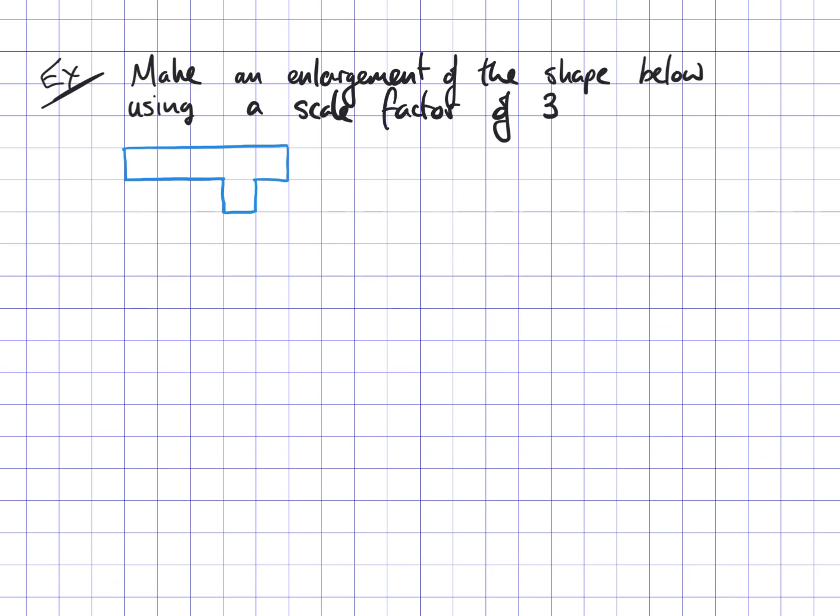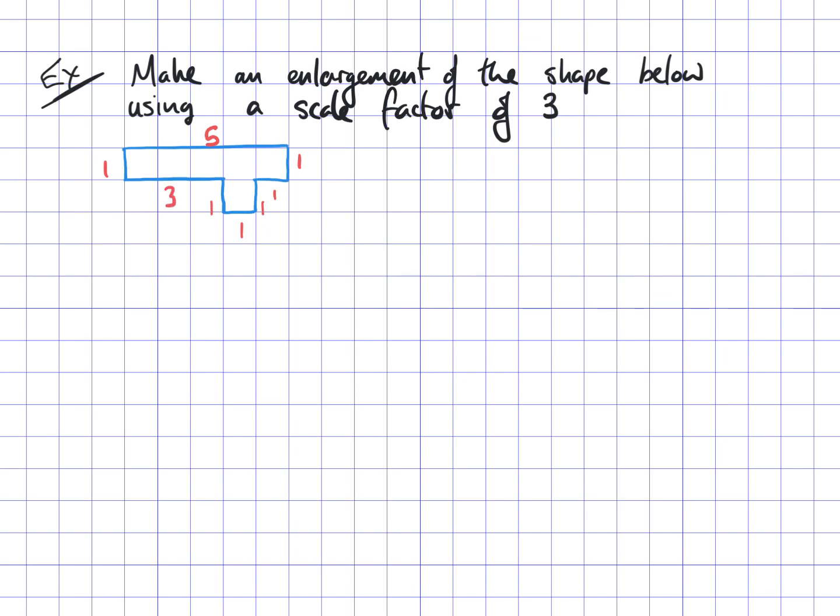In this first example, we're asked to make an enlargement of the shape below using a scale factor of 3. So we're looking to make an enlargement. The scale factor is 3, which basically means I'm going to take all of the sides there and multiply them by 3. So the first thing to do is establish how long the sides currently are. All we've got to do is count the boxes here. So 1, 2, 3, 4, 5 here. That's 1, 1, 1, 1, 1, 1 and 3.